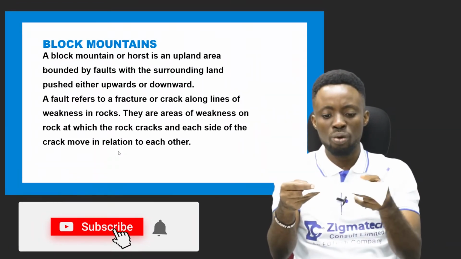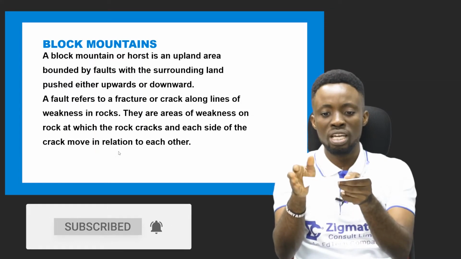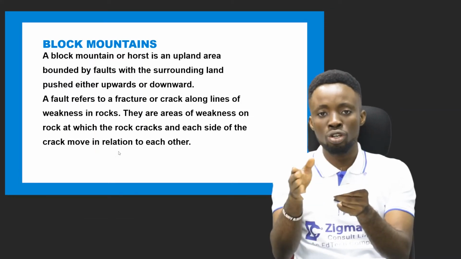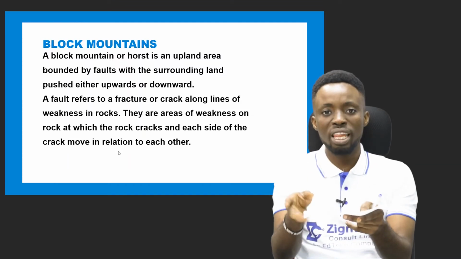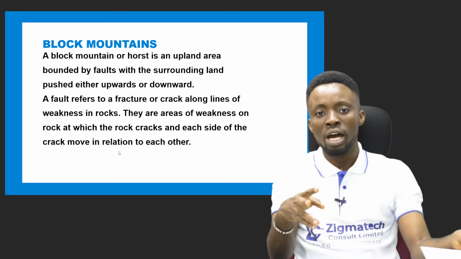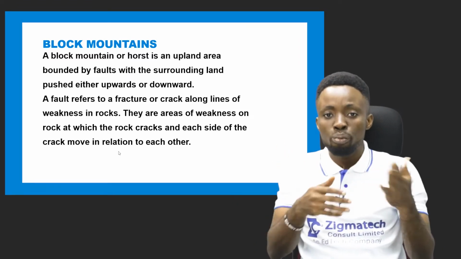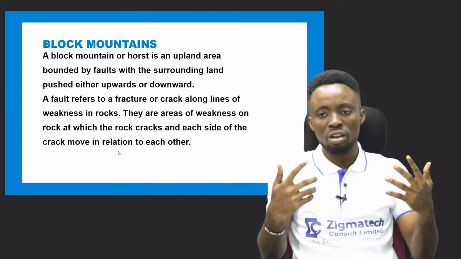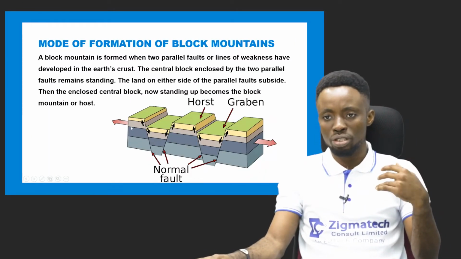If this is a rock and we have a line of weakness here and a line of weakness here, this line of weakness will cause the segmented rock to slide over one another. And when this happens, you will discover that we are going to have a block mountain and a rift valley. So let's look at how a block mountain is formed.